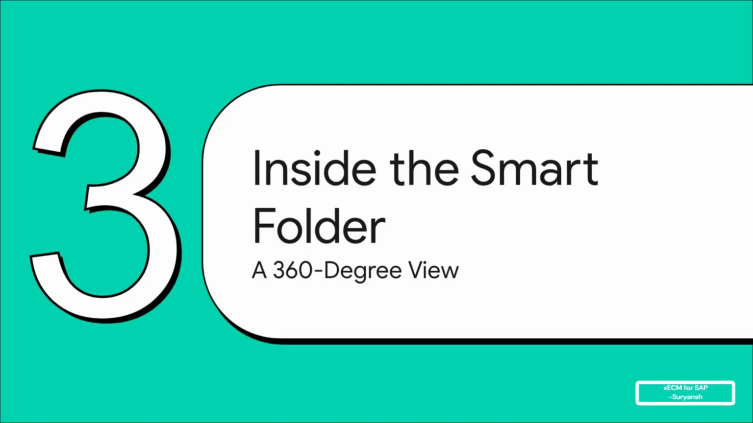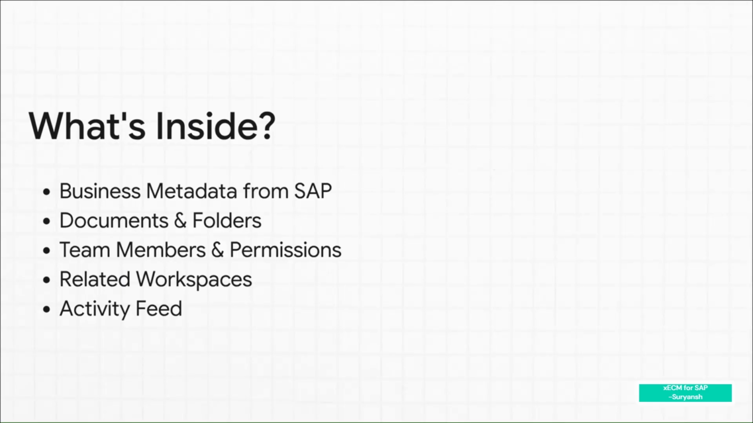So what exactly makes this digital folder so smart? Well, it's because it's way more than just a simple container for files. Let's take a look inside. This is really where the magic happens. A business workspace pulls in critical metadata directly from SAP so that business context is always linked. It organizes all the related documents and folders in a logical way. It shows you the team members who are involved and lets you manage their permissions. It can even link to other related workspaces, so you can connect a customer's workspace directly to all their sales orders, for example. And there's an activity feed so you can see all the latest updates. It's a true 360-degree view of the business object.